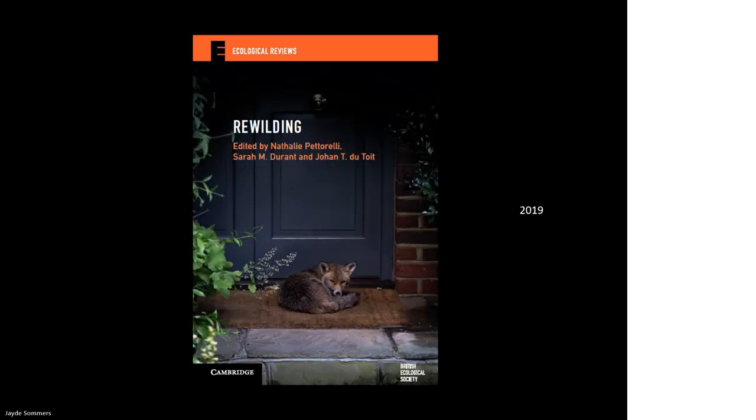It's only in the last 5 years or so that Natalie and Sarah and myself have been working on this in a very concerted way, and through the leadership of Natalie, introduced the first definitive scientific book on capturing this concept of rewilding, to try and pull together ideas from people about what is rewilding, how does it work, what's it all about. Next slide, please.